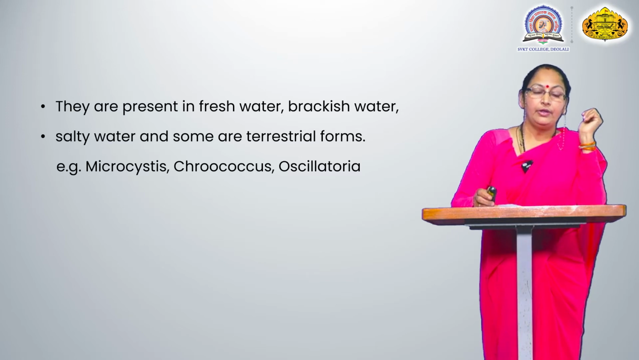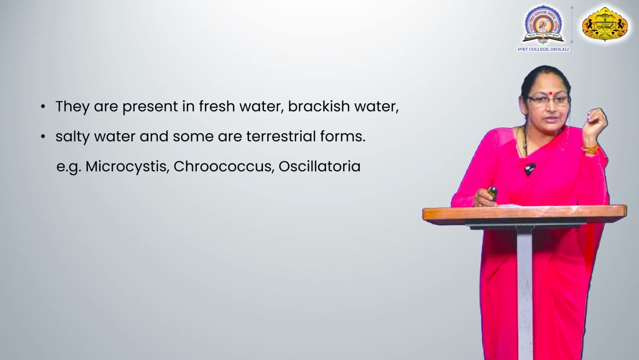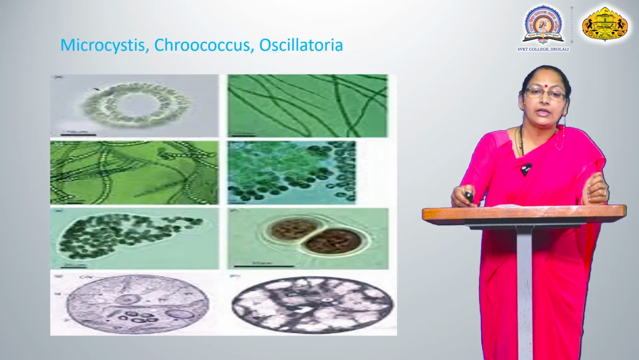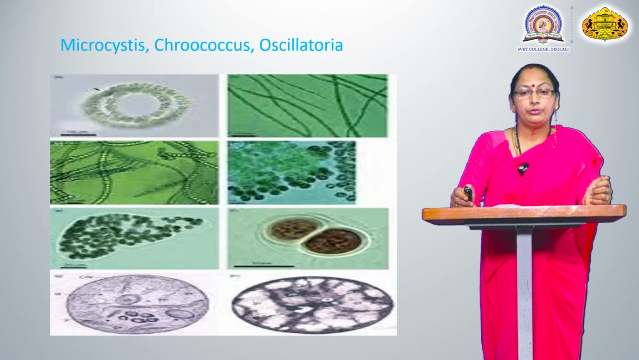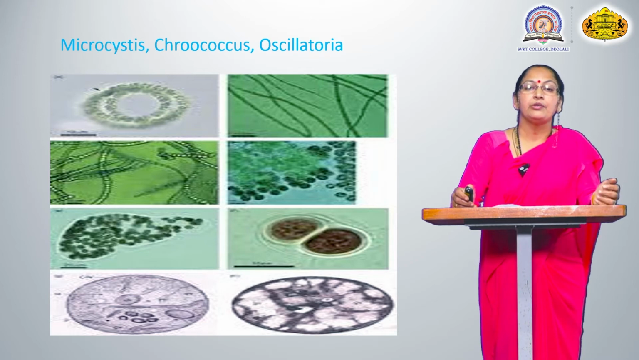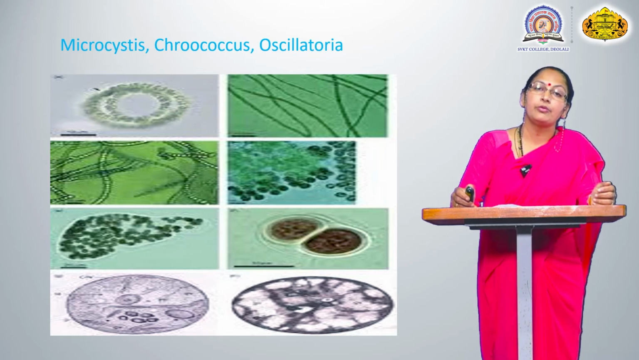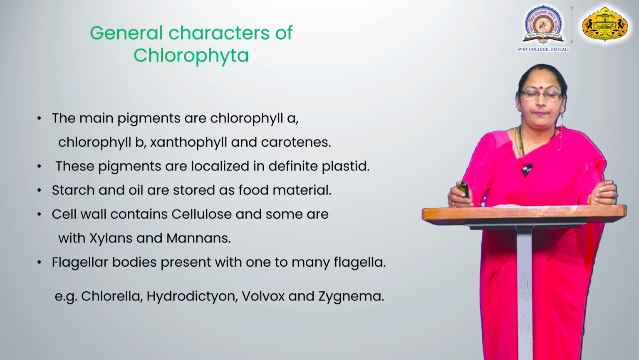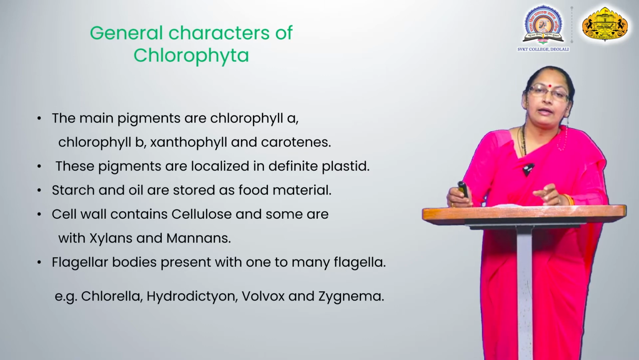Examples of Cyanophyceae algae are Microcystis, Chroococcus, and Oscillatoria, which are blue-green algae. See in the pictures, all these are forms of the Cyanophyceae algae. See students, all these are characters and examples, and one by one we see the characters of Cyanophyceae.